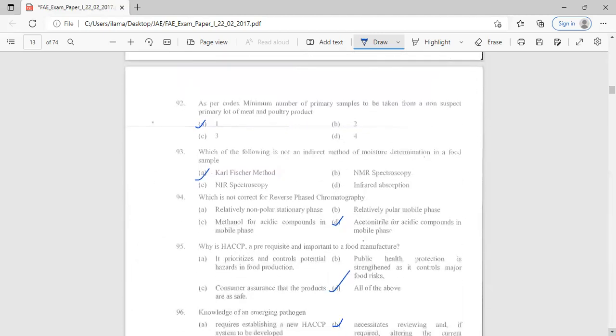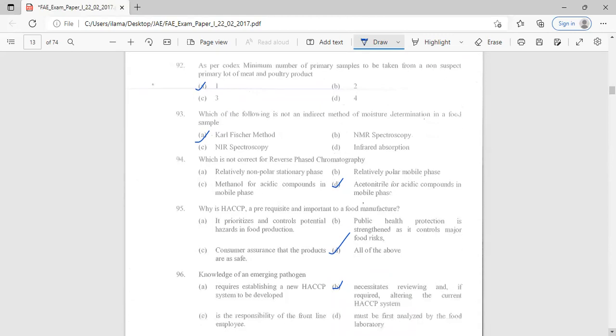Next one, why is HACCP a prerequisite and important to food manufacturing? It prioritizes and controls the potential hazards in food manufacturing. Next one, public health protection is strengthened as it controls major food risks, and consumers are assured that the food products are safe. So all of the above. The knowledge of an emerging pathogen necessitates reviewing and, if required, altering the current hazard system.